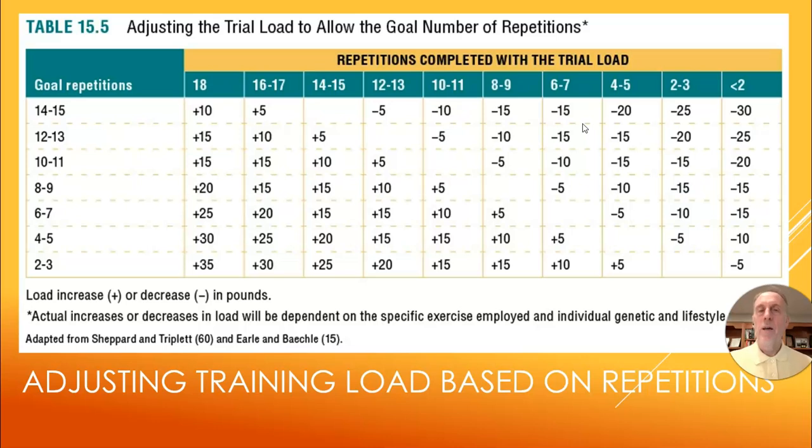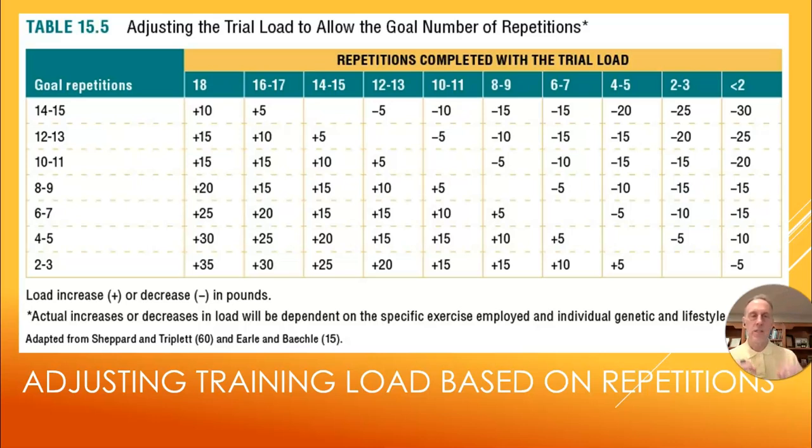But what they're saying is this: you hand the client some handles, they're doing a seated chest press on a piece of equipment, and you want them to do 14 to 15 repetitions, and they end up doing 18. Well, you could probably increase the resistance by 10 pounds. If, for example, you want them to do somewhere between 10 and 11 repetitions, and they do 18 reps, you want to increase that by 15 pounds. Conversely, same thing down here. You want them to do 4 to 5, and they do 18 repetitions, you've got to increase by 30 pounds.